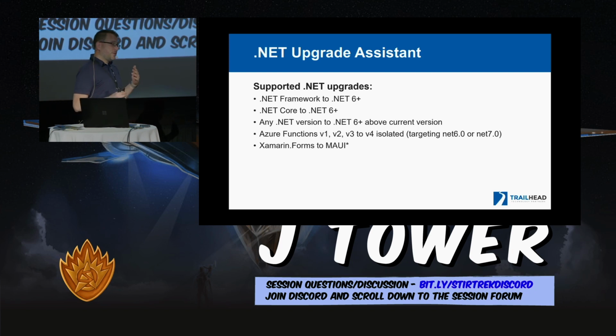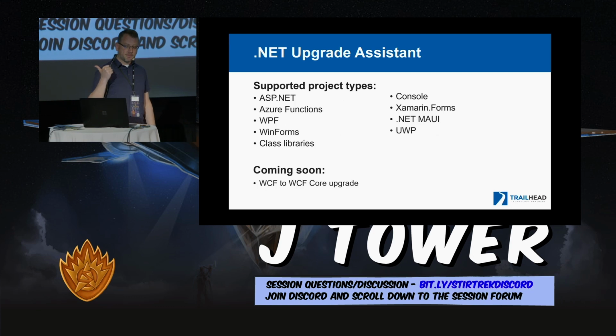If you're trying to do an upgrade from a .NET Framework project to a .NET 6 or newer project, it can do that. If you're trying to go from one of the .NET Core versions to a .NET 6 or newer, it can do that. If you're trying to upgrade any version of modern .NET to any other version of modern .NET, it can do that. It also has stuff for some special different types of projects. What types of projects does it support right now? ASP.NET to ASP.NET Core. There's, I think, four or five different versions of Azure Functions. You can upgrade all of those from one to a newer version.